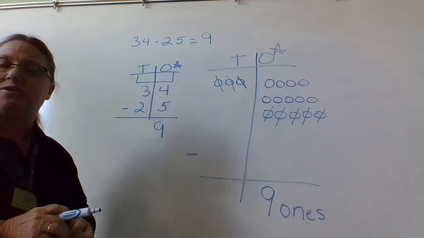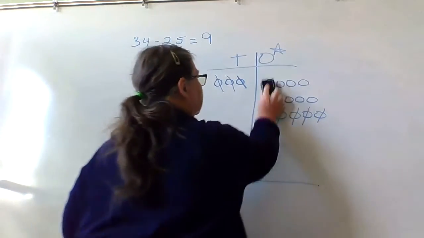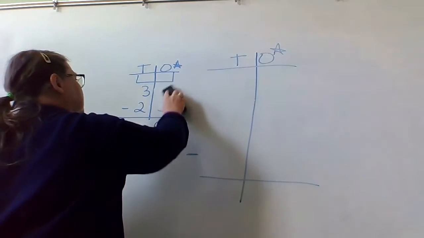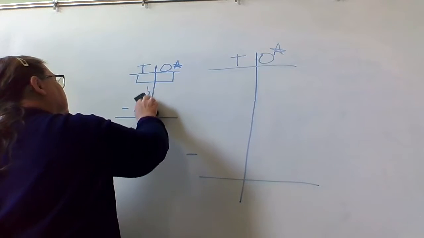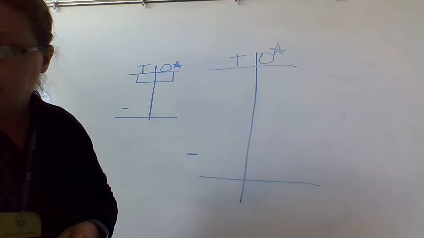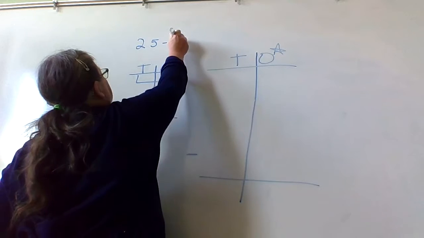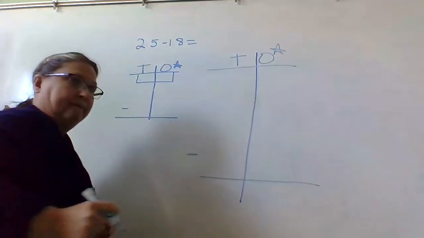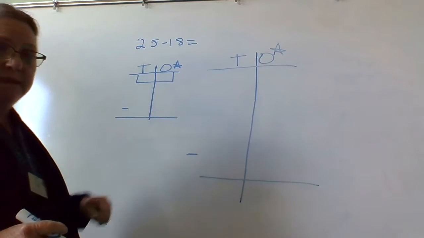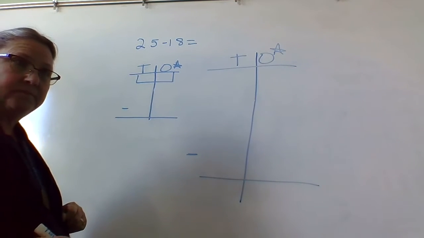Getting more familiar to you? Yeah. Let's try another one. Let's try D. D is 25 minus 18. Get your small t made so we can put some numbers in it.